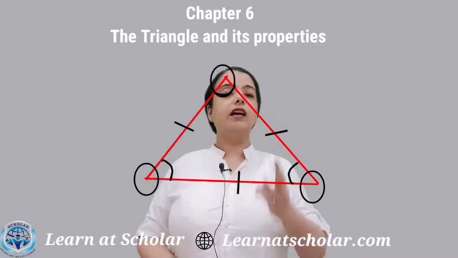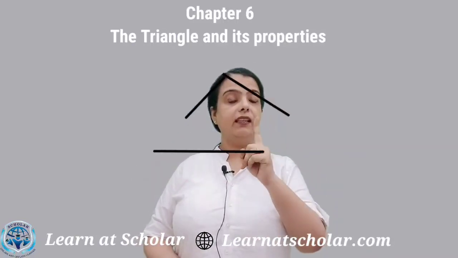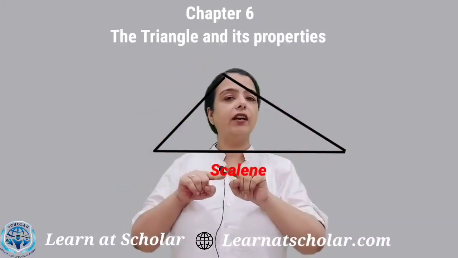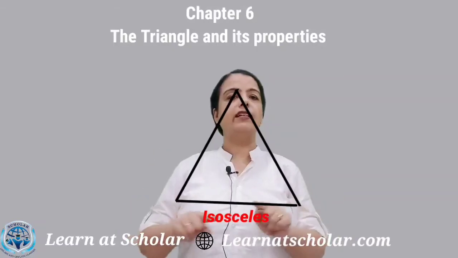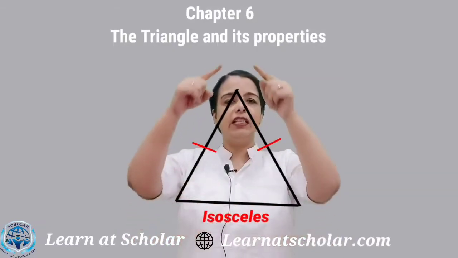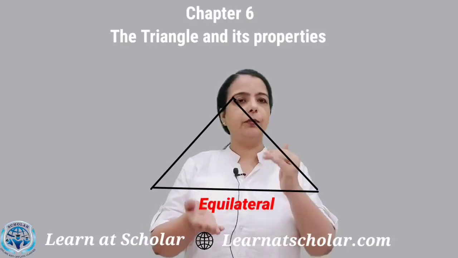The triangles are of 3 types based on the sides. Scalene, where all the 3 sides are unequal. Then isosceles, where 2 sides are equal. Then equilateral, where all the 3 sides are equal. This is the classification based on the sides.